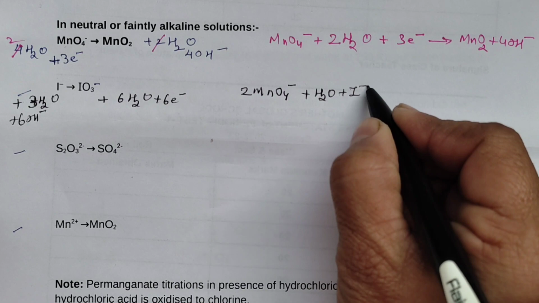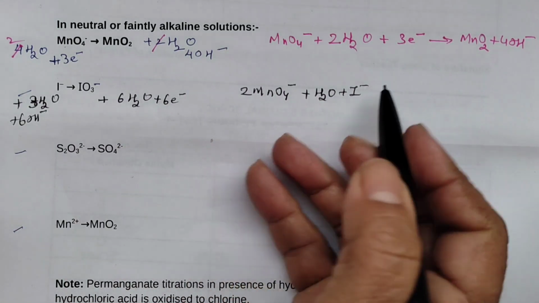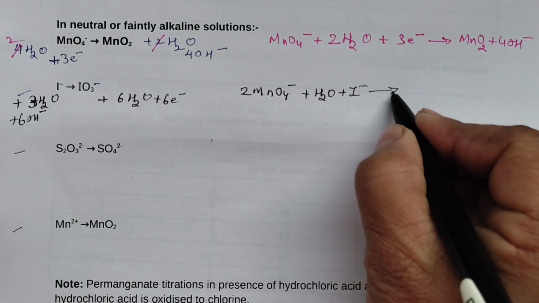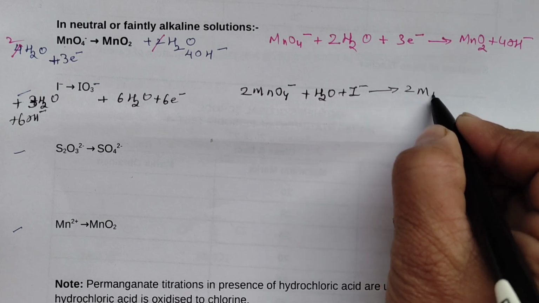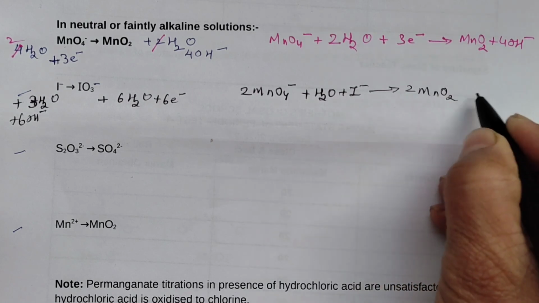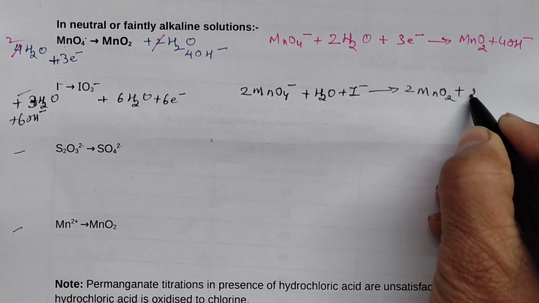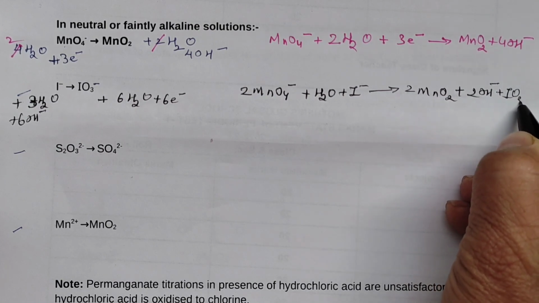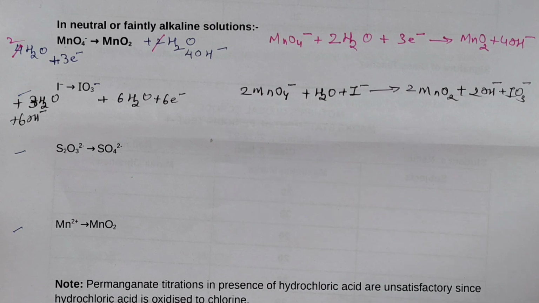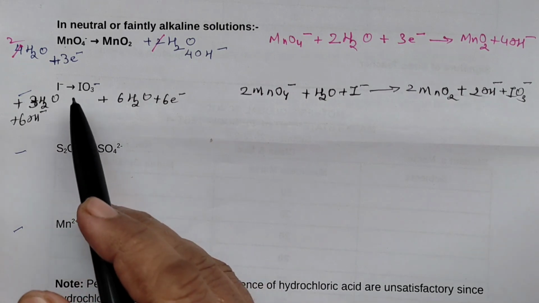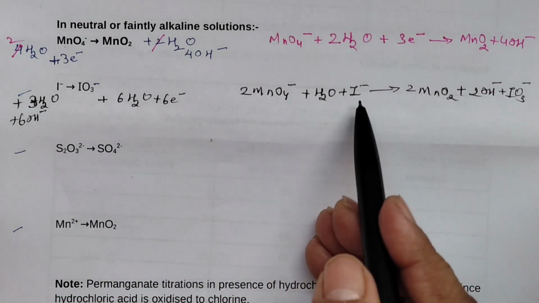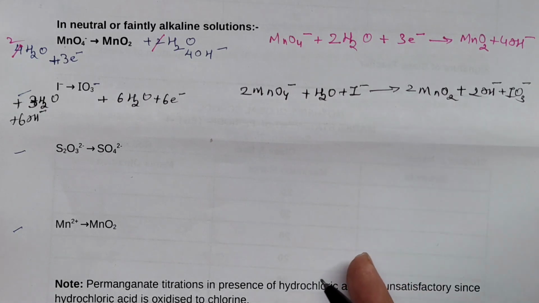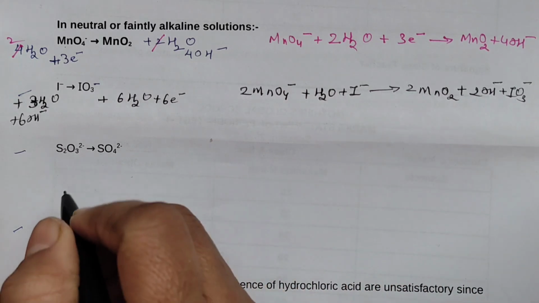Since we did not multiply this equation with anything, I am getting only I-. It will result in the formation of 2 MnO2. I have multiplied the upper equation with 2 throughout, and 2 OH- plus I will have IO3-. This is my final equation left over. In the basic medium, MnO4- oxidizes iodide to iodate. Got it? Let's balance this one.